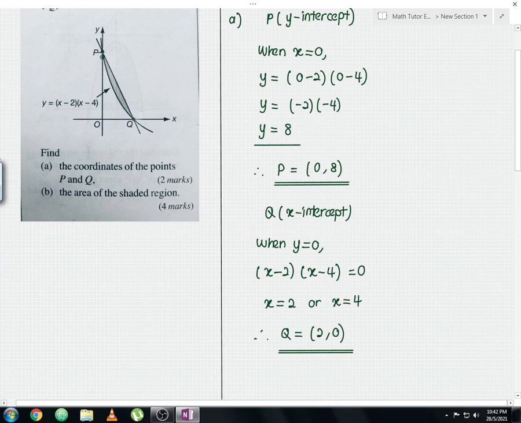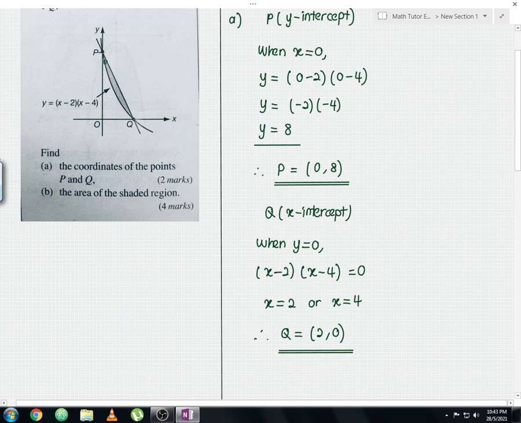For this question, we can approach using two methods. One, what you can do is find the gradient of the straight line PQ, and then from there, form the straight line equation of PQ, since you have the two respective points, point P and point Q, and you already found the gradient. Once you get the straight line equation PQ, you can use the area under the straight line, and then you minus the area under the curve using the integration method. So you minus them both, you should get the area of the shaded region. Well, that is method 1.